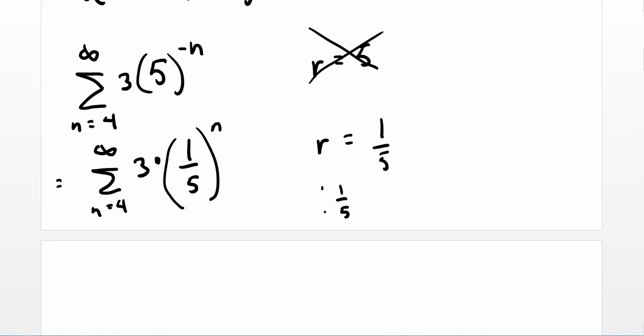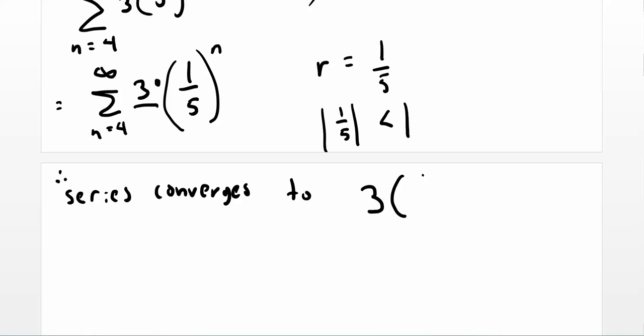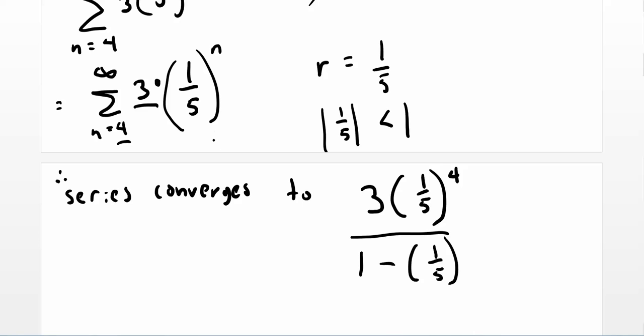The absolute value of 1/5 is in fact less than 1. Our series converges, and because it's geometric, we can actually find the sum. So using our formula, our c is 3, our r is 1/5, our m, our starting number, is 4, and then over 1 minus r. Okay, another example.